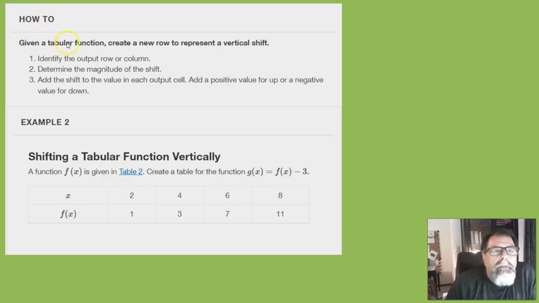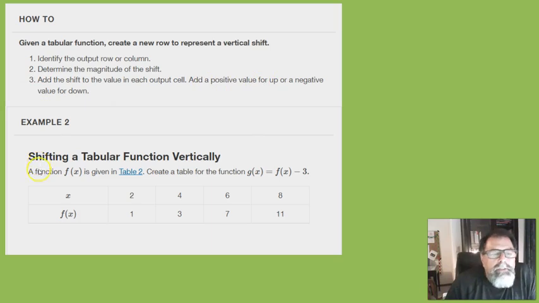How to, given a tabular function, create a new row to represent a vertical shift. First identify the output row or column, determine the magnitude of the shift, and add the shift value to each output cell. Add a positive value for up or a negative value for down.